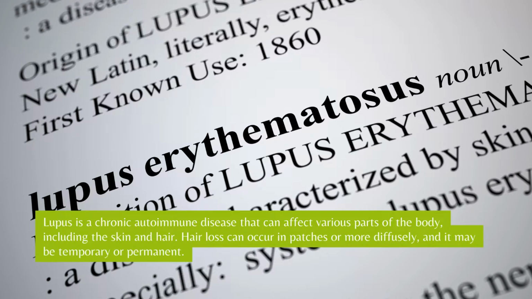Lupus is a chronic autoimmune disease that can affect various parts of the body, including the skin and hair. Hair loss can occur in patches or more diffusely, and it may be temporary or permanent.